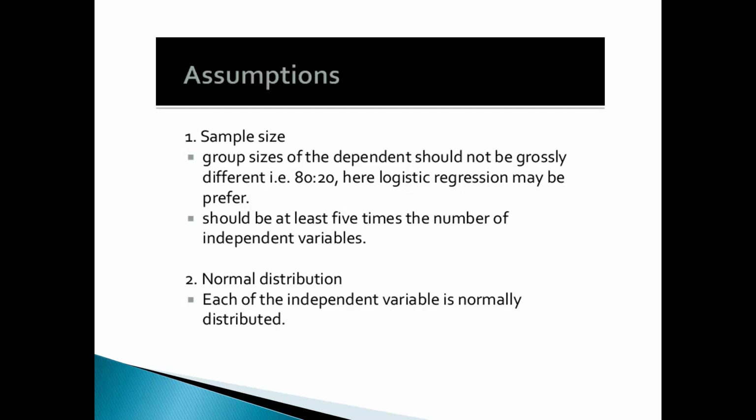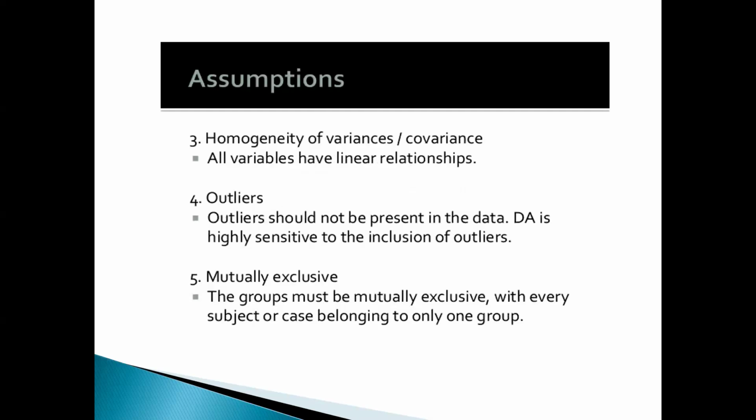Sample size should be at least 5 times the number of independent variables. If we are dealing with, say, 10 independent variables, then at least 50 observations should be there to deal with discriminant analysis. Obviously, since we are using numeric independent variables, each of them must be normally distributed. This is one of the major assumptions. Homogeneity of variance should be there, that is, the variability among the groups should be similar.